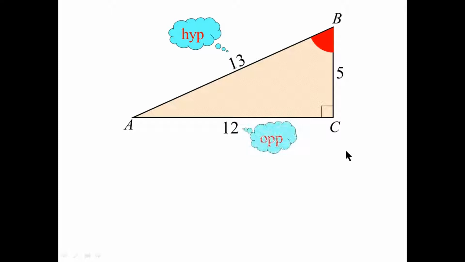Here's an example of a right angle triangle where the argument is up here by B. So this is our angle of the moment, our angle of focus. And so across from this argument, we have the opposite side. Across from the right angle, we have the hypotenuse. And beside the angle of focus, beside the argument, we have the adjacent side.